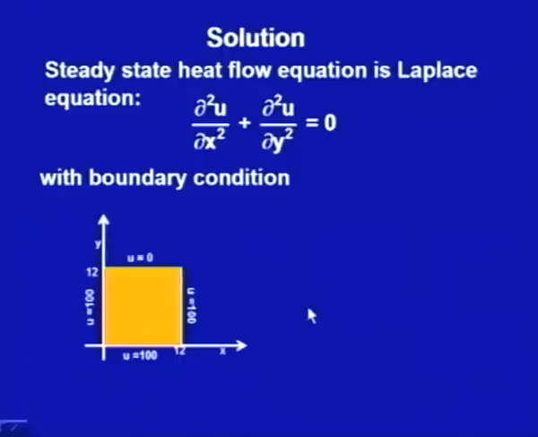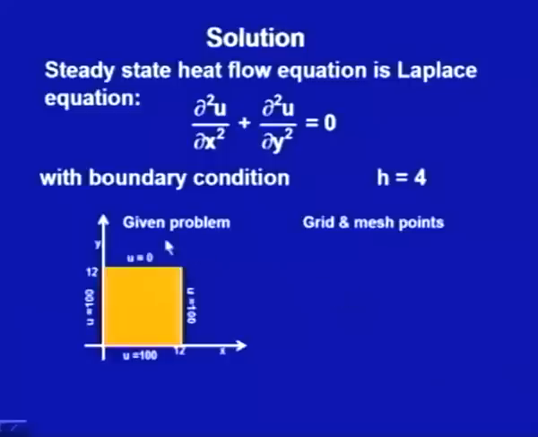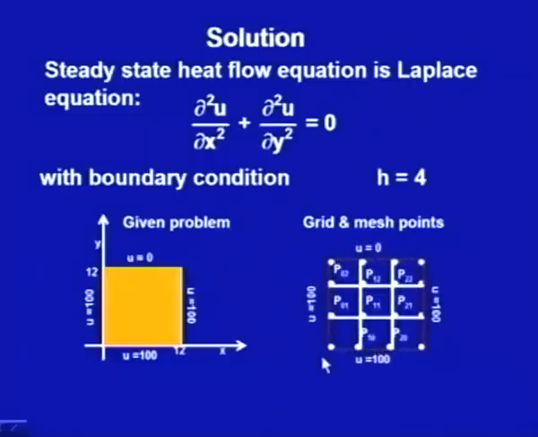Now, we have to use the numerical method. So, as said, we have to define a grid. They are saying to use h equal to 4 centimeter. If I use h equal to 4 centimeter, I would get a grid of 3 cross 3. So, for the given problem, the grid and mesh points would be 4 centimeter, 4 centimeter, 4 centimeter. So, we would get this 3 cross 3 grid. Now, the points are P10, P20, P11, P01, P02, P12, P22, P21 and P20.